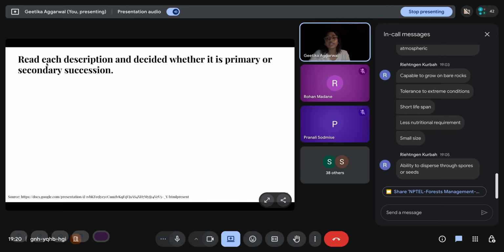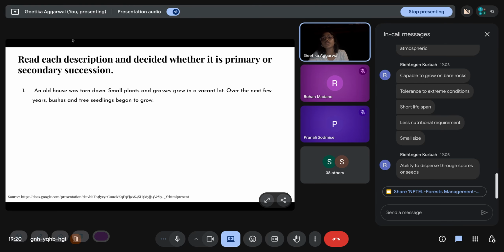Now I have this short quiz designed for you guys, in which we will read each description and decide whether it is primary succession or secondary succession. So, the first one says there's an old house which was torn down. Small plants and grasses grew in a vacant lot. Over the next few years, bushes and tree seedlings began to grow. Is this an example of a primary succession or a secondary succession? You can either unmute yourselves or type it out in the chat box. Anything works. So, what do you think?